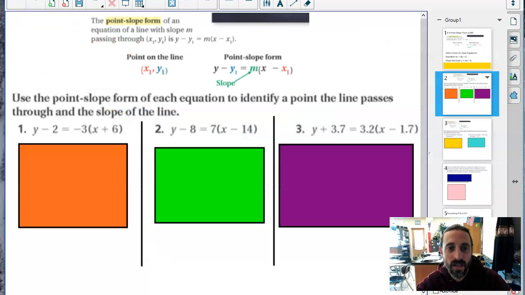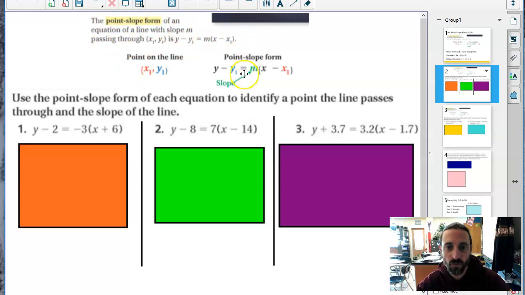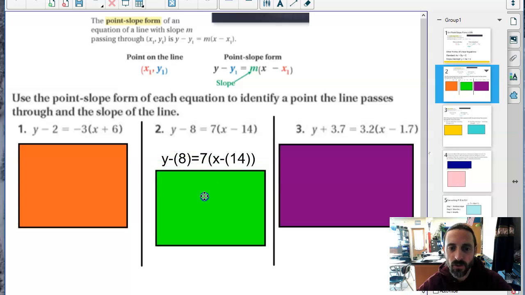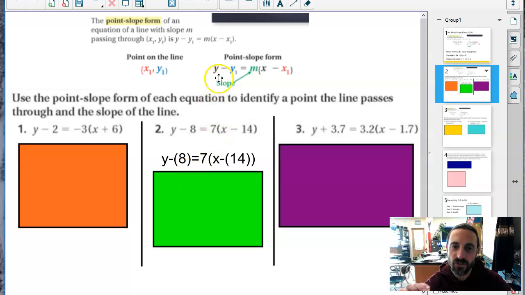So a couple of quick examples here. Again, I'm going to leave this point-slope form up at the top, and it says, use point-slope form of each equation to identify a point the line passes through and the slope of the line. I want to first look at this middle example, number 2, because it's really the most straightforward. I'm going to scroll down here, and first I want to break this out for just a second because you'll notice it is y minus y1 equals m times the quantity x minus x1. So it's always y minus y1 and x minus x1.